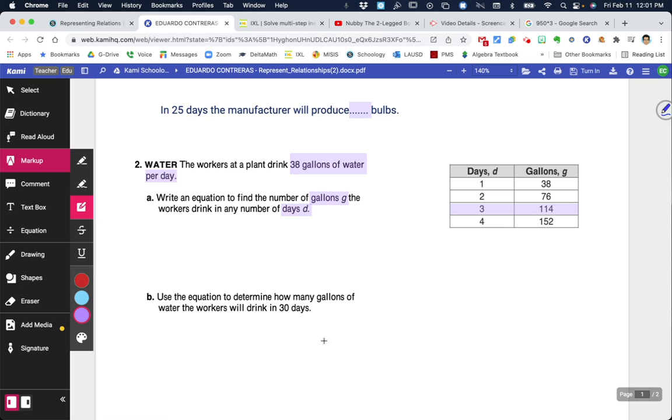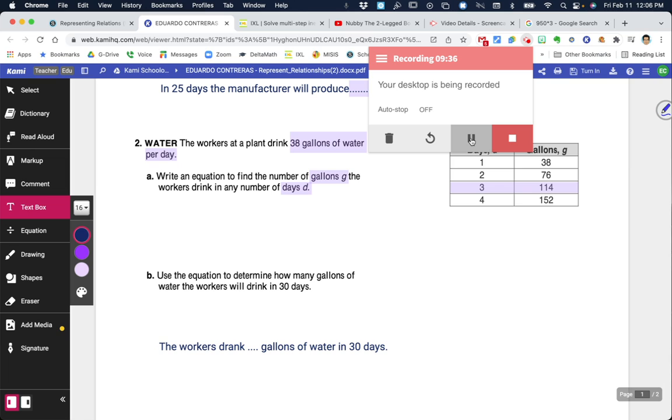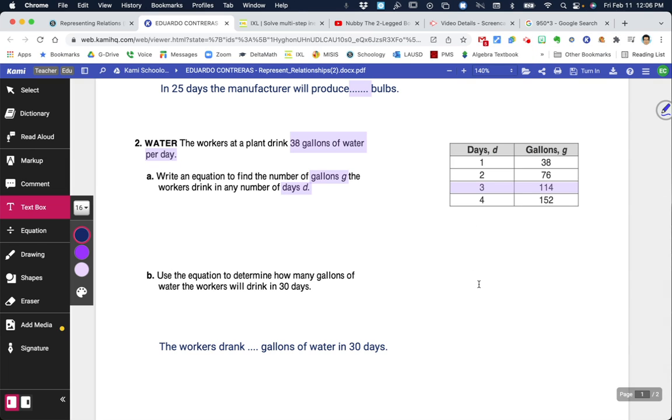Okay? So the same process we did in number 1, I'd like you to redo it in number 2, okay? And I'll give you some time to do that. Okay, so for those of you watching the video, hopefully you're done now with this part of number 2. Please make sure that you also include a sentence like the one I just wrote here and you complete it with the correct answer. The workers drank, dot, dot, dot should be your answer, the number of gallons after 30 days. Complete the sentence and include that in your answer, please.